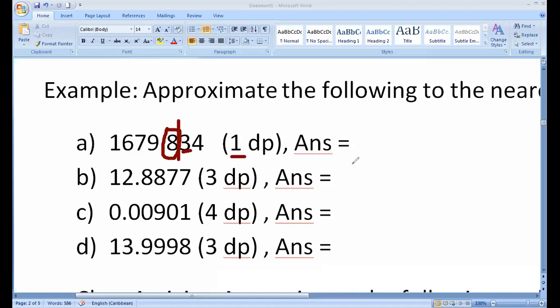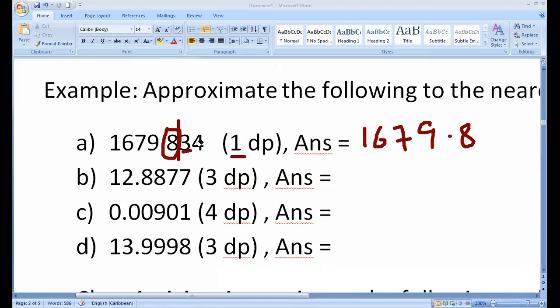So your answer, class, is going to be 1 6 7 9.8. So I know it's about the 3 and the 4. Drop it off. So that's the answer. That's a round off to 1 decimal place.